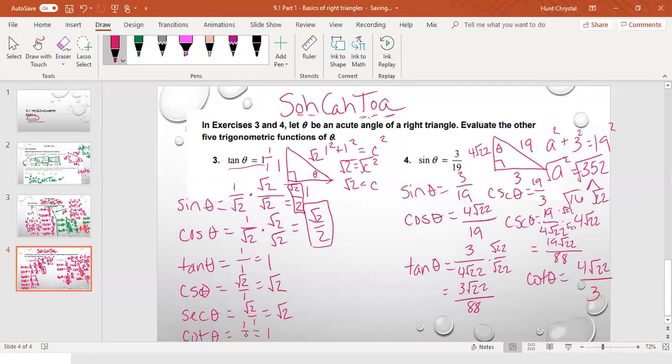Okay, so the whole idea, everything that we did here, was understanding SOHCAHTOA, how it's written, and then using it to solve any right triangle and finding those 6 trig functions. And then once you found those 6 trig functions, then you can do lots more with trig. So this is really, like I said, the basics and just kind of getting you prepared and ready.